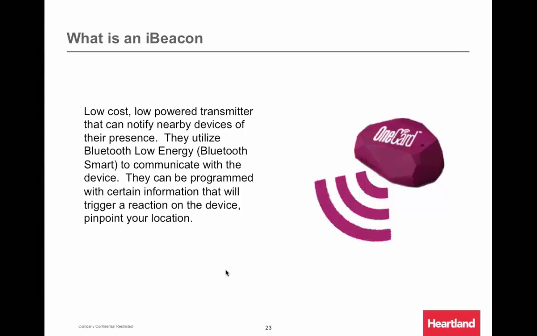But basically, beacons are a low-cost, low-powered transmitter that can notify nearby devices of their presence. So as I would approach a beacon, it would interact with my iPhone or my Droid and communicate with me. It utilizes Bluetooth Low Energy, Bluetooth Smart, to communicate with that device. They are battery operated and low cost, so you can replace the batteries in them or replace the device. But they're programmed with certain information that can trigger a reaction on the device, pinpoint your location, or push out information.